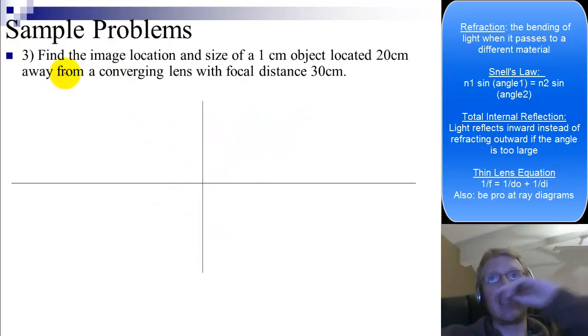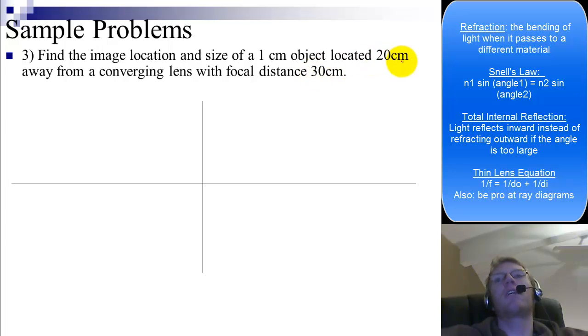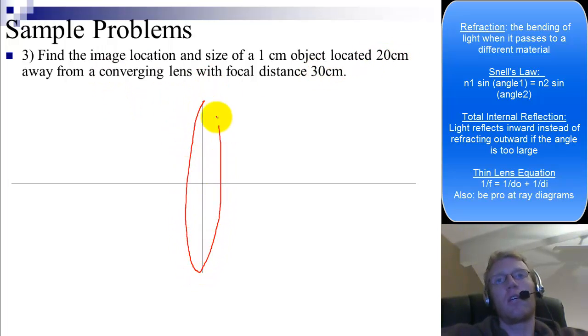Find the image location and size of a 1 centimeter object located 20 centimeters away from a converging lens. Okay, so converging lens, focal length 30. So let's go 10, 20, 30 focal length, and then here, let's go 10, 20, 30. Also, I haven't measured to make sure my focal lengths are the same on both sides, so that could also throw it off a little bit.